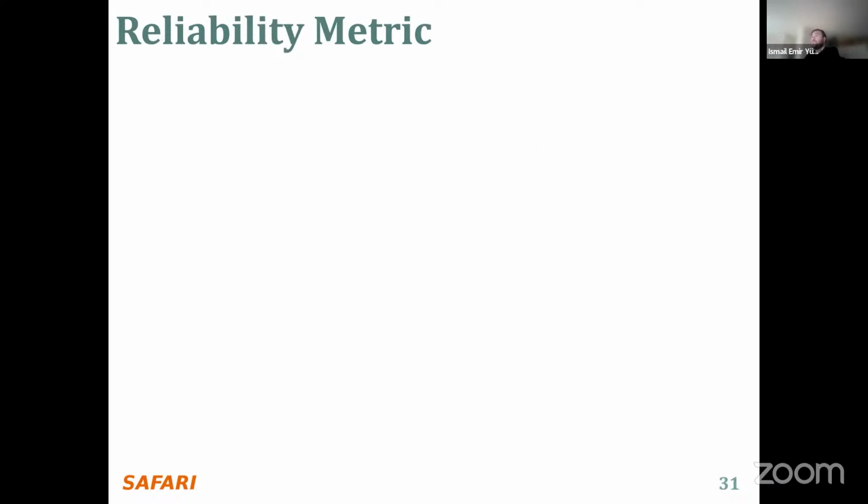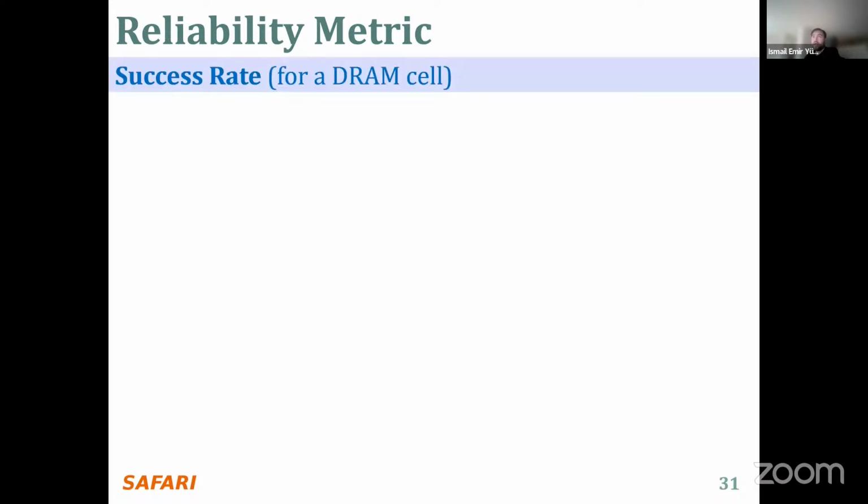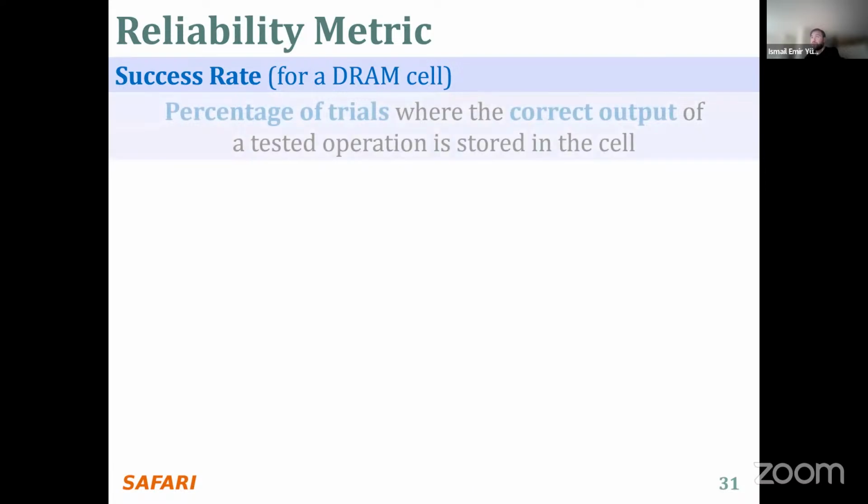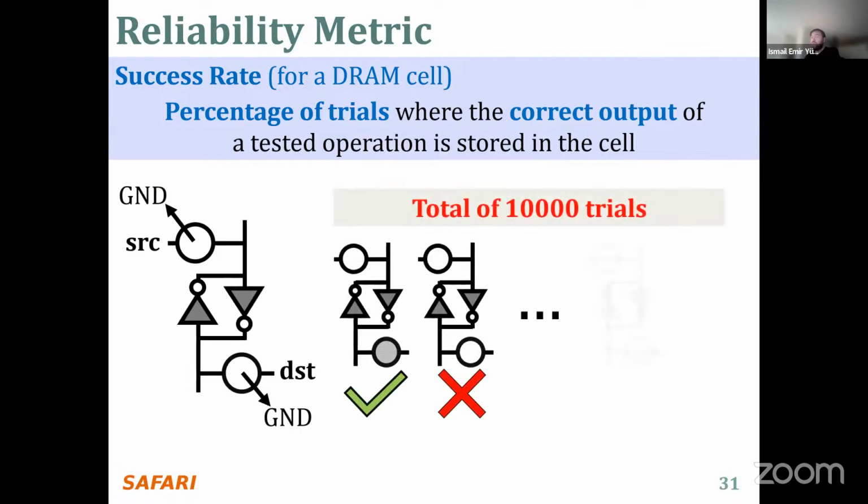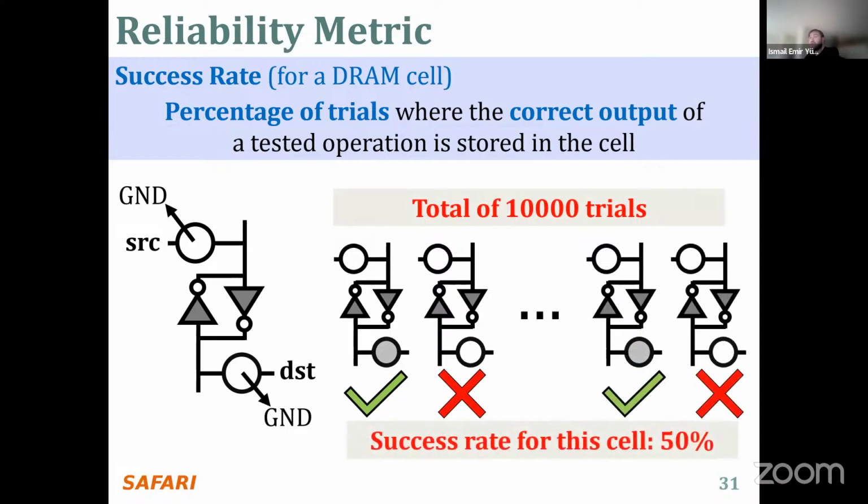So let's take a look at our reliability metric, which we call success rate, and we define it for a DRAM cell. Here we define success rate as the percentage of trials where the correct output of a tested operation is stored in the cell. We perform a total of 10,000 trials and we report each DRAM cell's success rate. Here we have an example. Assume we have 4 trials and half of them fail, half of them are successful. For this specific cell, the success rate is 50%.